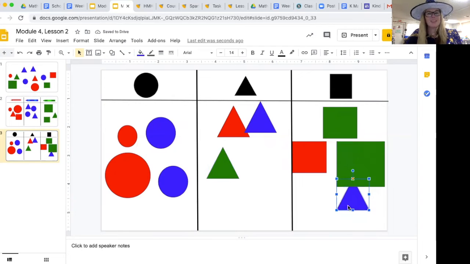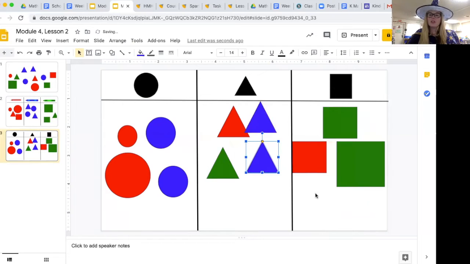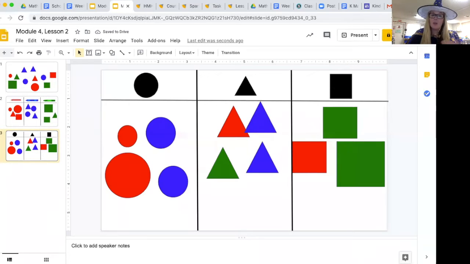Oh, there's a pesky hiding triangle. And now what we're gonna do is count again how many are in each column. We classified together, we classified them by shape. We looked at their shape, not their color. Look at it, there's all different colors in each box.